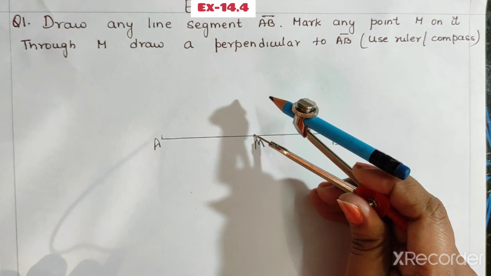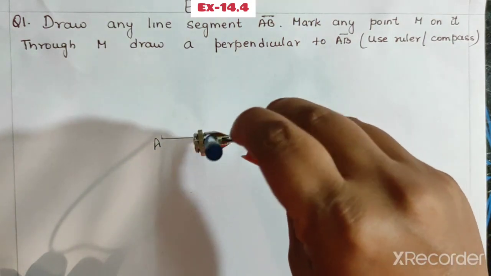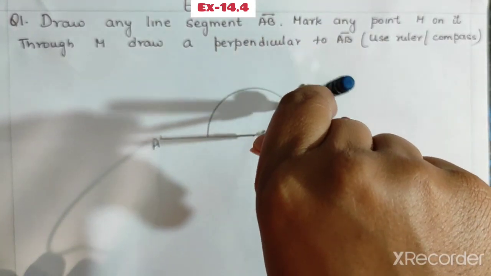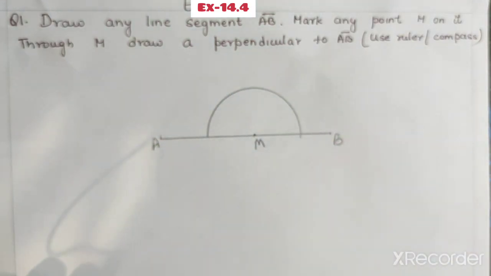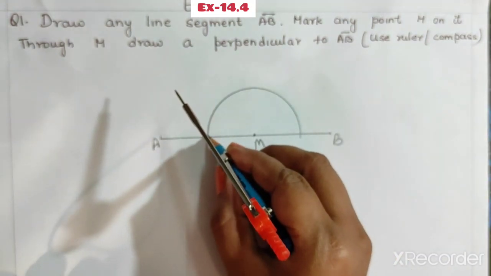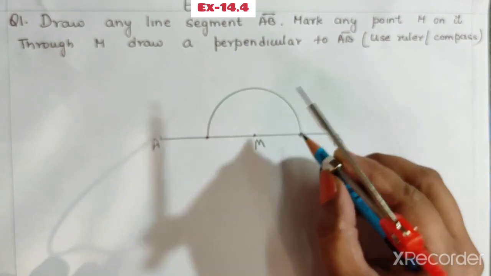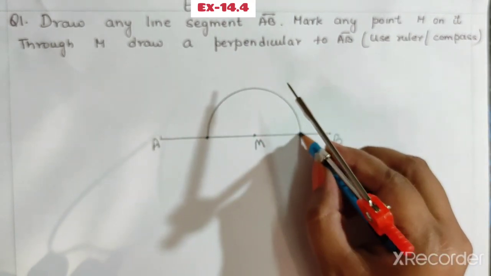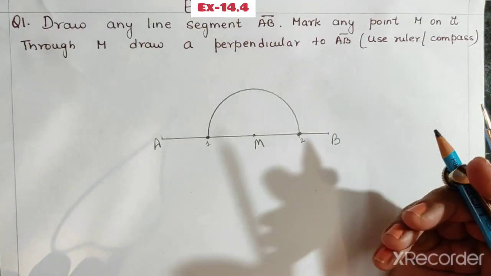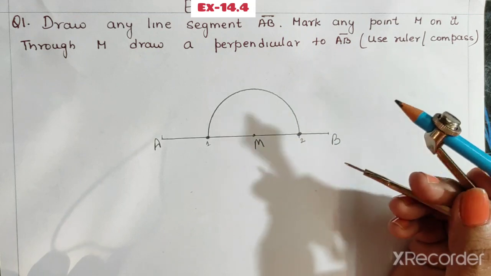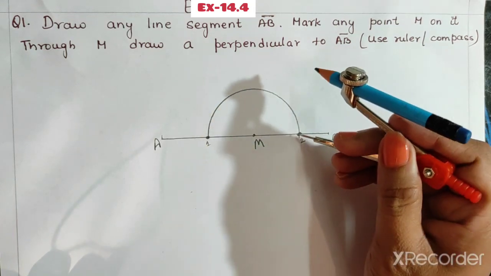But for now, what we are going to do is draw the full 180-degree angle right here at point M. Now at point M we have to draw the perpendicular to AB. So what will we do? From the 2 points where the semicircle has cut the line segment AB, these are the 2 points I have marked here. This is our point number 1 and this is our point number 2. You need not mark the point names 1 and 2. I have marked them for your convenience only.